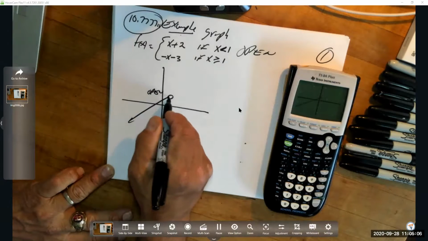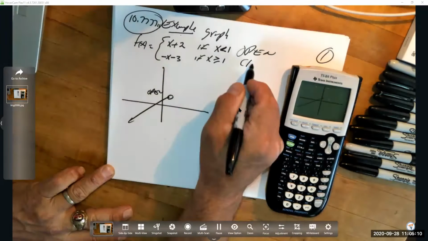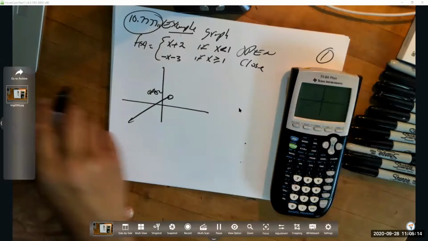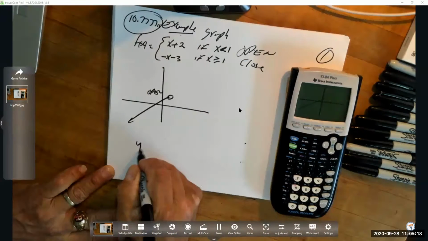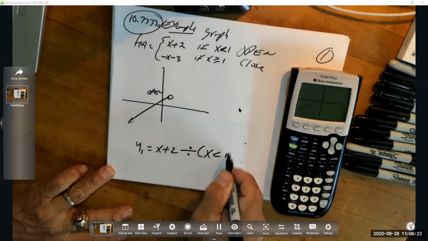The next one, greater than or equal. This one is closed, so you do have to shade it in. So let's do this picture here. The first one was y1 equals x plus 2, division symbol, x less than 1. And this one was open.